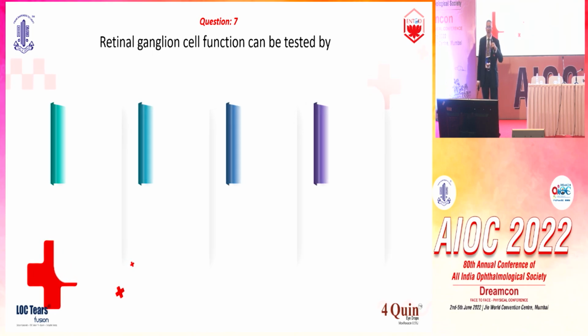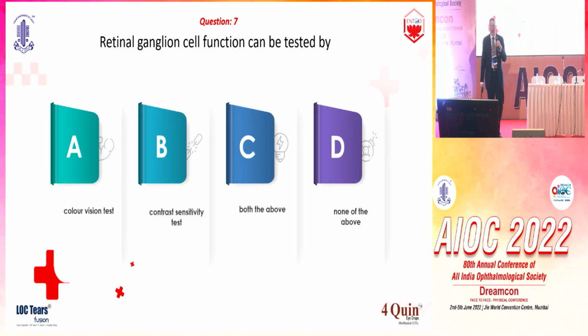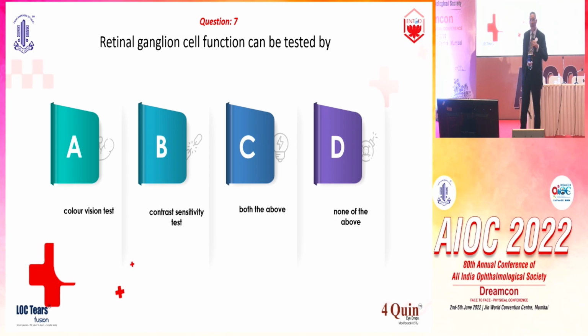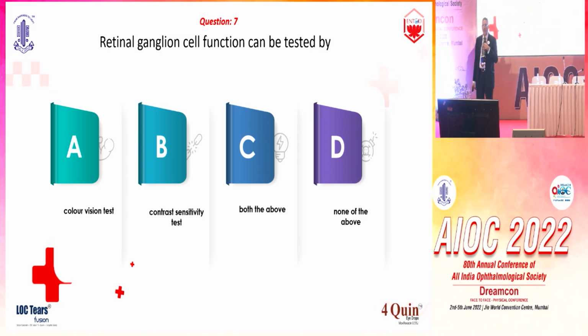Retinal ganglion cell function can be tested by doing the color vision test or contrast sensitivity test or both the above or none of the above. Well, as I told you, whenever it is both the above or none of the above, it is usually both the above. But I mean, your choice. Time starts now.